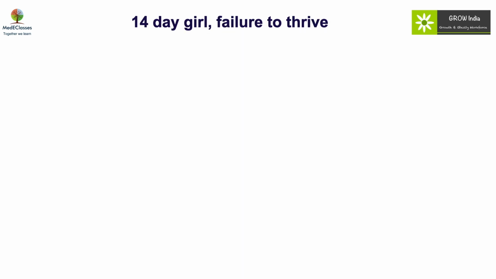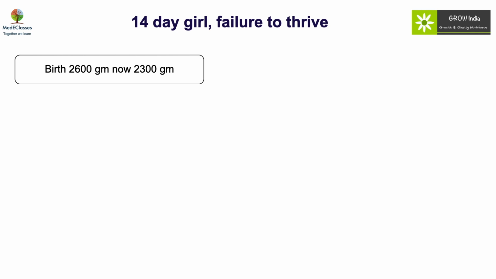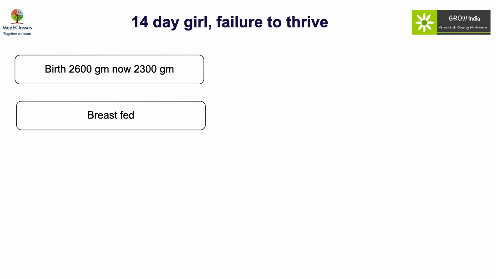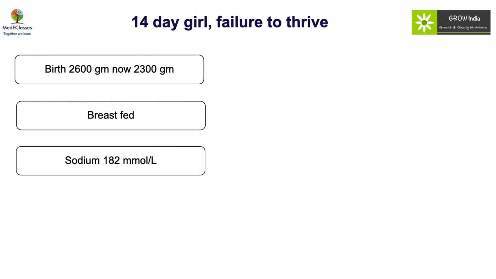14-day-old girl with failure to thrive, birth weight was 2600 grams, has actually lost 300 grams of weight. She is breastfed, and this is a lethal condition which is common particularly in primigravida mothers who are not aware that the child is content or not with regards to feed. Sodium very high, and this breast milk related hypernatremia is a lethal condition. This condition is not really because of a high sodium content in the breast milk, but it's rather a dehydration state. So they are basically primigravida mothers who don't really understand how much feeding is enough for the child.